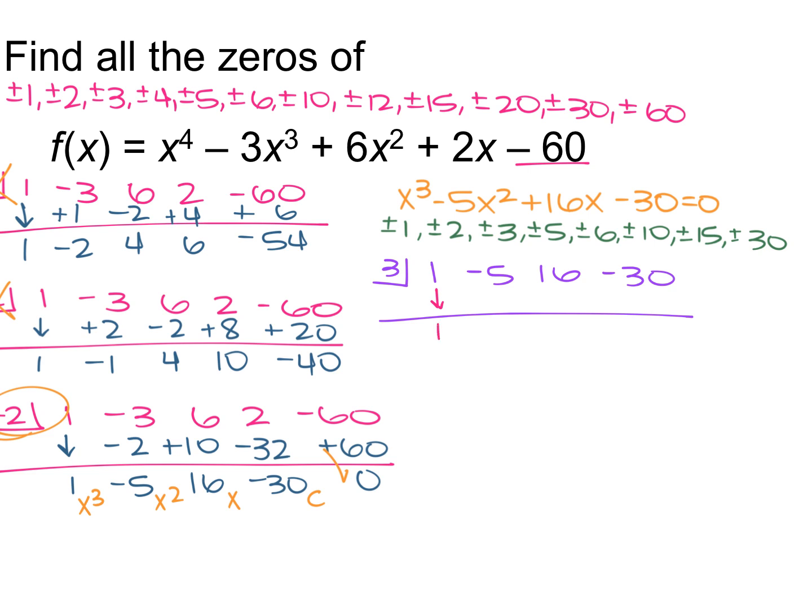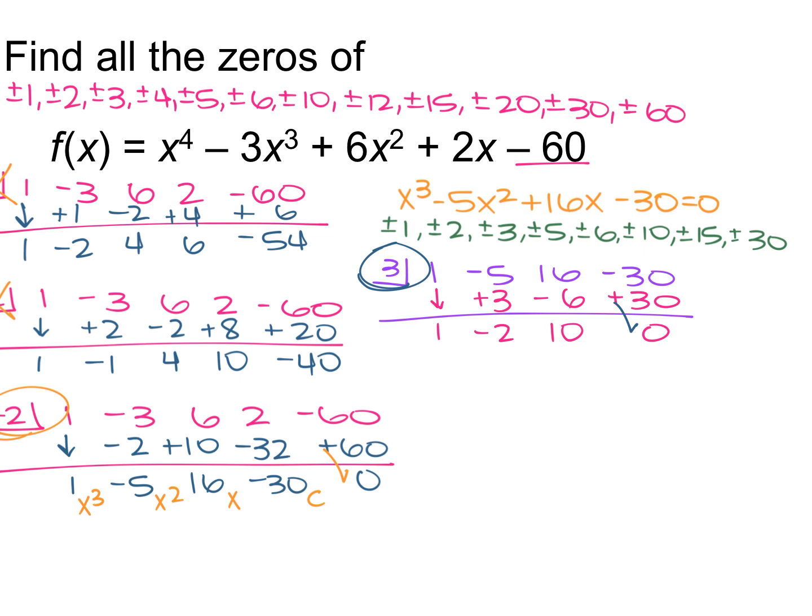Our 1 drops down. 1 times 3 is 3. Minus 5 is -2. Times 3 is -6. Plus 16 is 10. Times 3 is positive 30. Minus 30 is 0. This gives us a 0 for a remainder, which means that 3 is a solution.